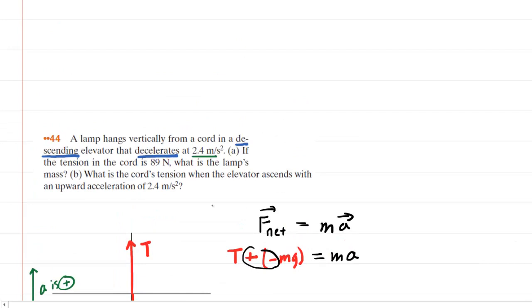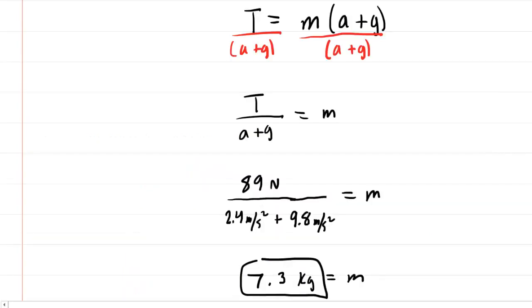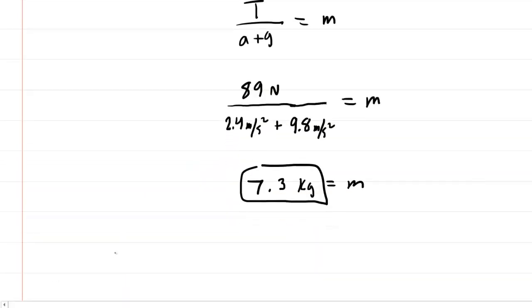We now move up to part B. What is the cord's tension when the elevator ascends with an upward acceleration of 2.4 meters per second squared? Well, this question is telling us directly that the acceleration is upward, just like it was before. So the acceleration is once again going to be a positive 2.4 meters per second squared. This time we're solving for the tension.